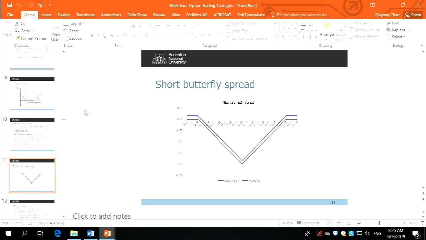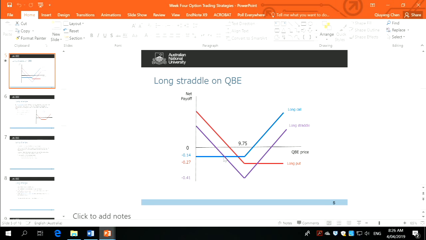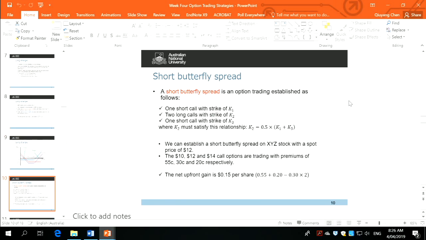The motivation for setting up this short butterfly using calls is that we expect the share price to be volatile, to end up being really high or really low. If the share price is really calm and smooth, and doesn't change much, we're going to lose. So in fact, this V-shaped pattern is very similar to the long straddle, because the long straddle also has this V-shaped payoff. So how can we construct a short butterfly?